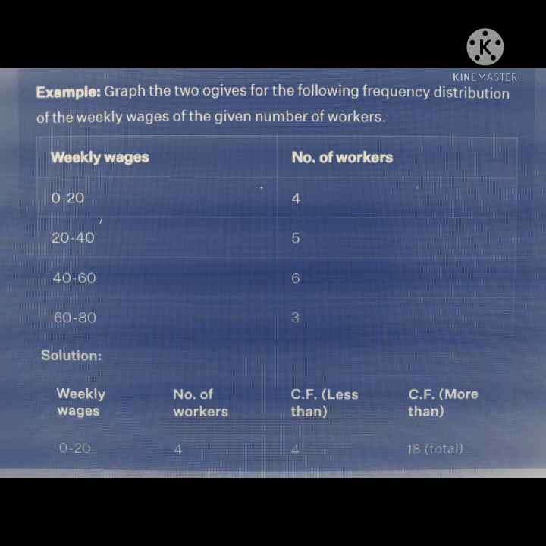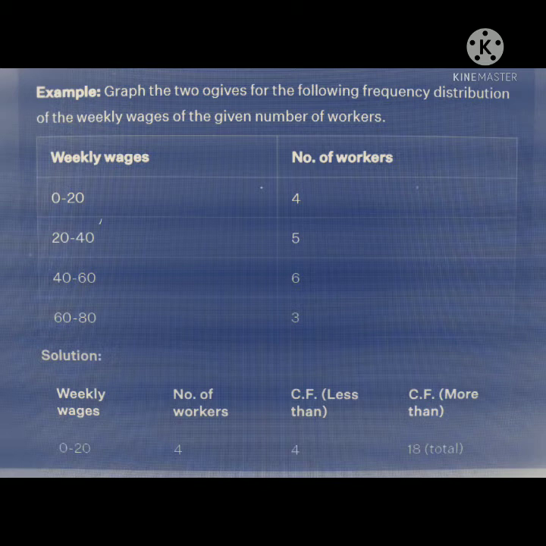So for the weekly wages, we have 0 to 20, 20 to 40, 40 to 60, and 60 to 80. As you can see, their difference is 20. And the number of workers for 0 to 20 is 4, and 20 to 40 is 5, and 40 to 60 is 6 workers, and 60 to 80 is 3 workers.